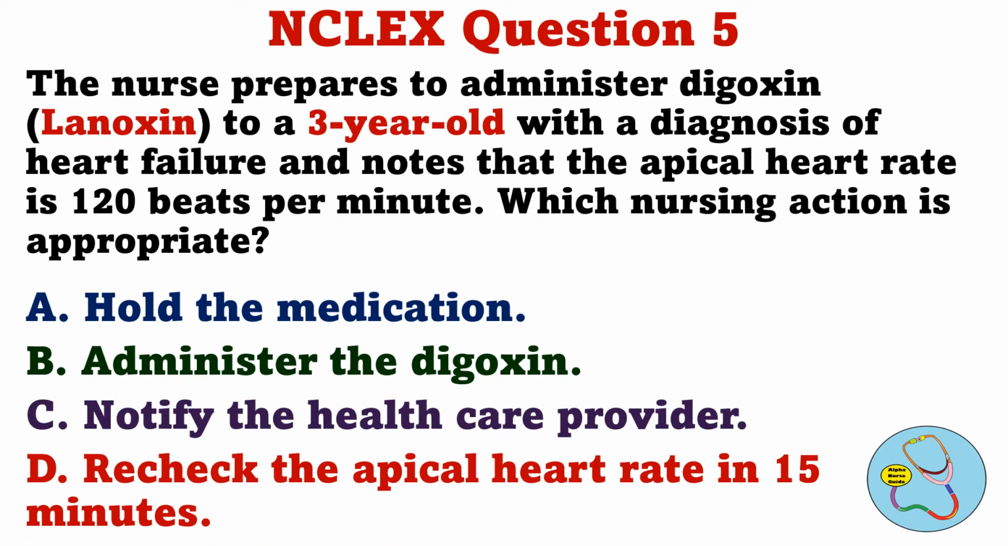Question 5. The nurse prepares to administer digoxin to a 3-year-old with a diagnosis of heart failure and notes that the apical heart rate is 120 beats per minute. Which nursing action is appropriate? A. Hold the medication. B. Administer the digoxin. C. Notify the health care provider. D. Recheck the apical heart rate in 15 minutes.